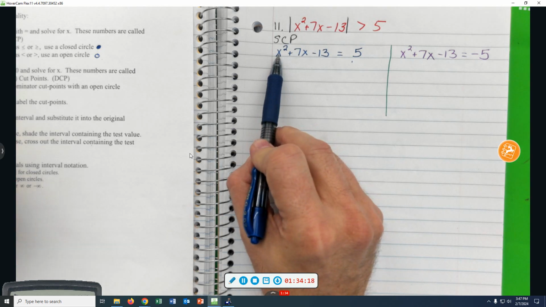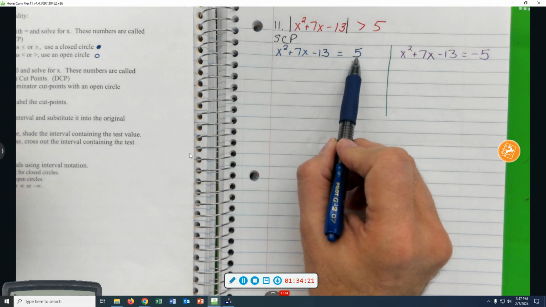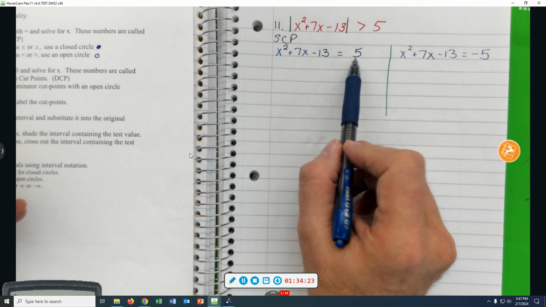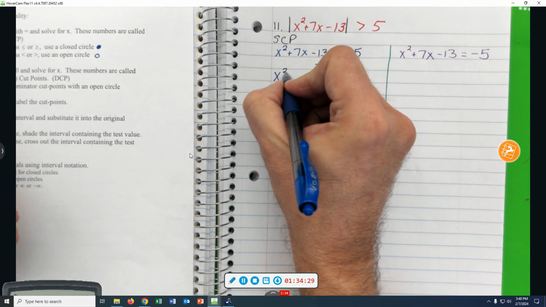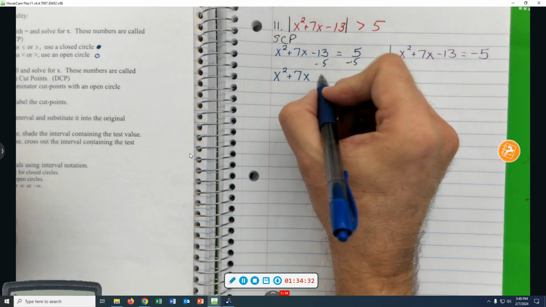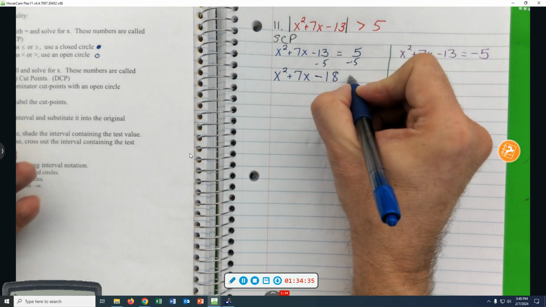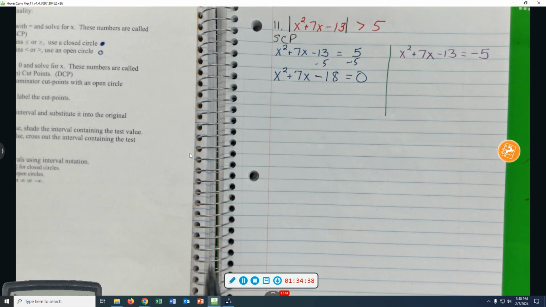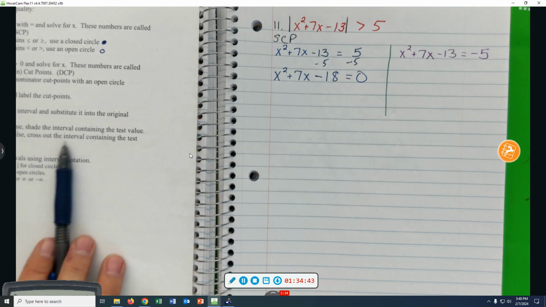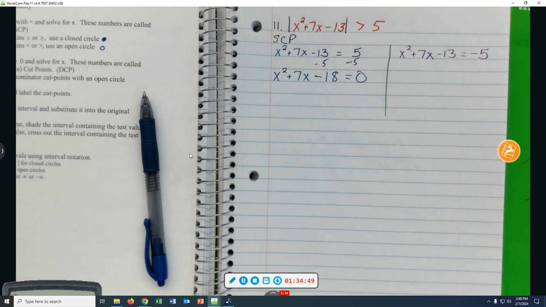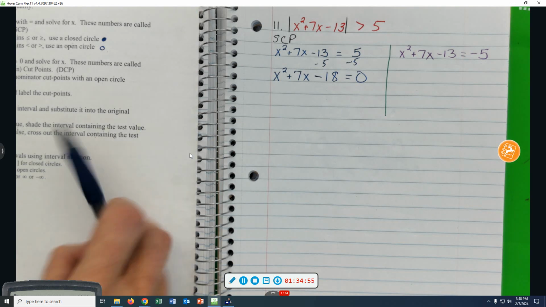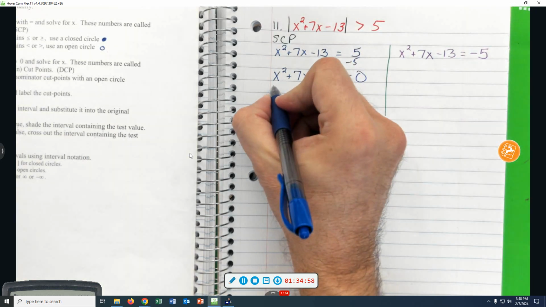This is a quadratic equation. So what number do I need here instead of that 5? I need a 0. So let's subtract 5 from both sides. So we have x squared plus 7x minus 18 equals 0. What am I going to have to do to solve this for x? Since it's an x squared, I'm going to have to factor this. Is it going to factor pretty nicely? Yeah, it is.